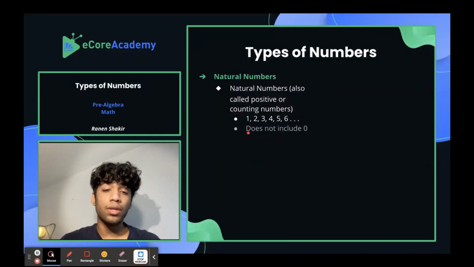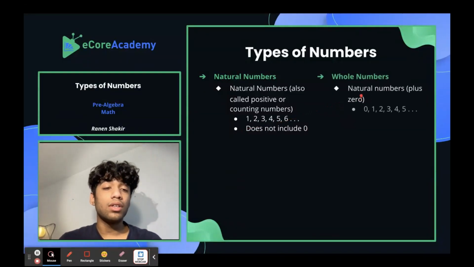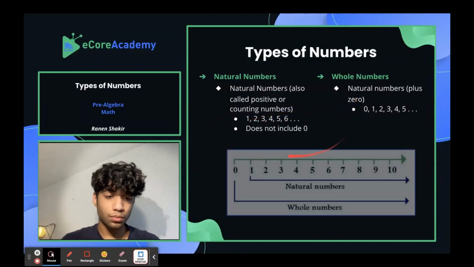It's important to know that natural numbers do not include 0. That is a different type. The numbers that do include 0 are whole numbers. So whole numbers are everything natural numbers are, plus 0.